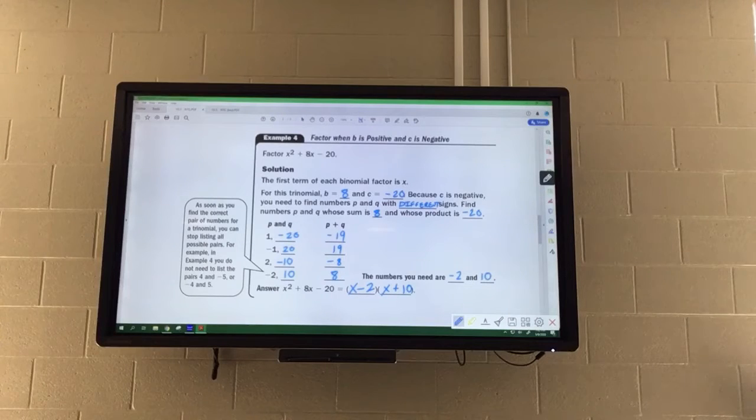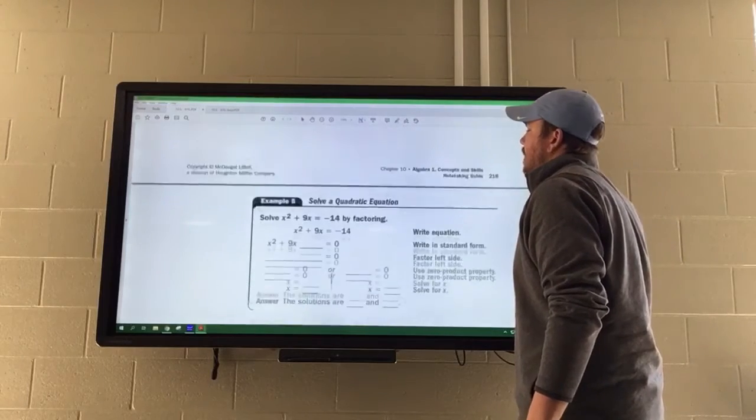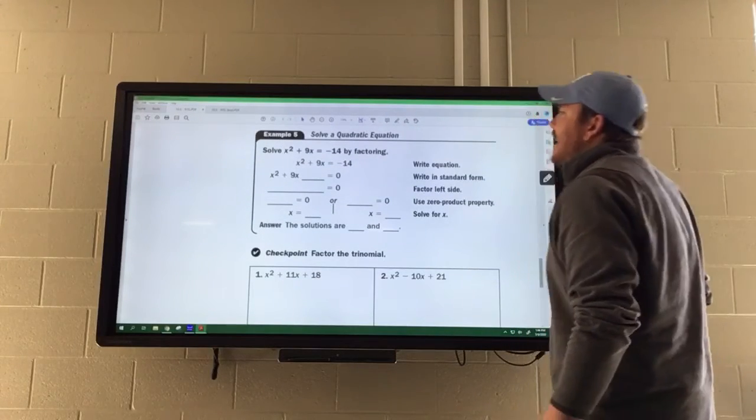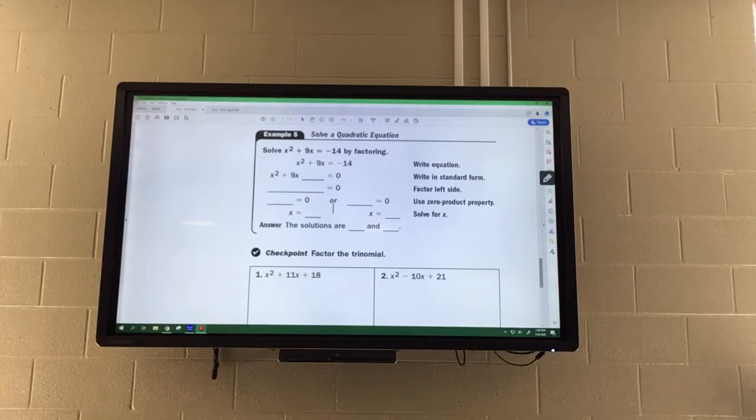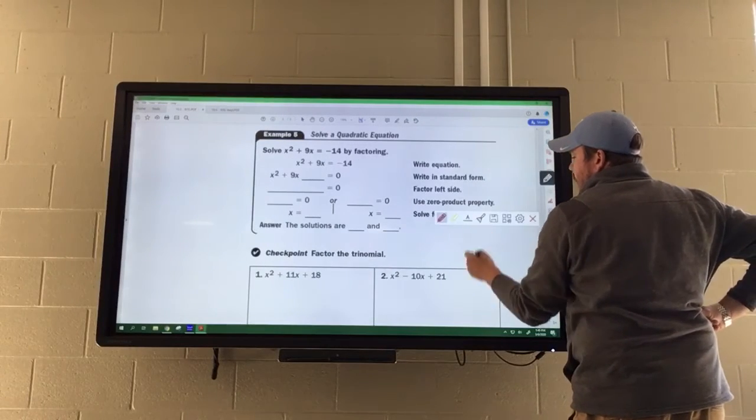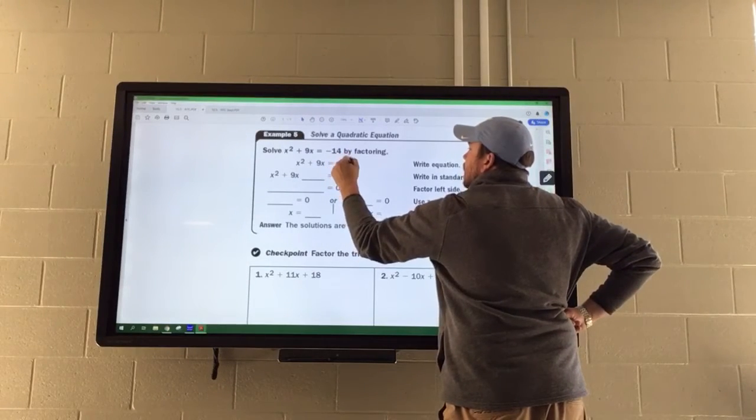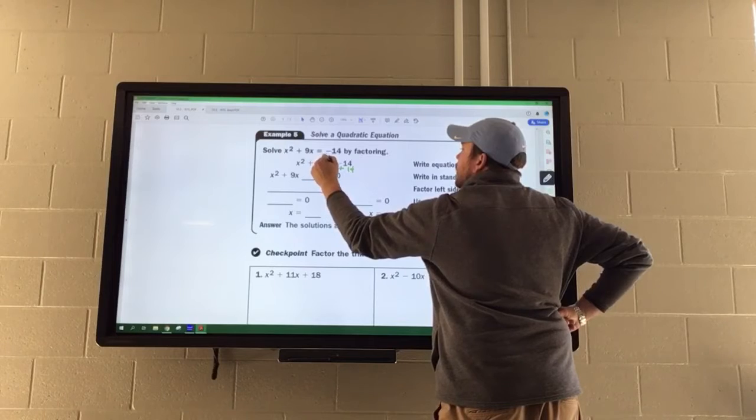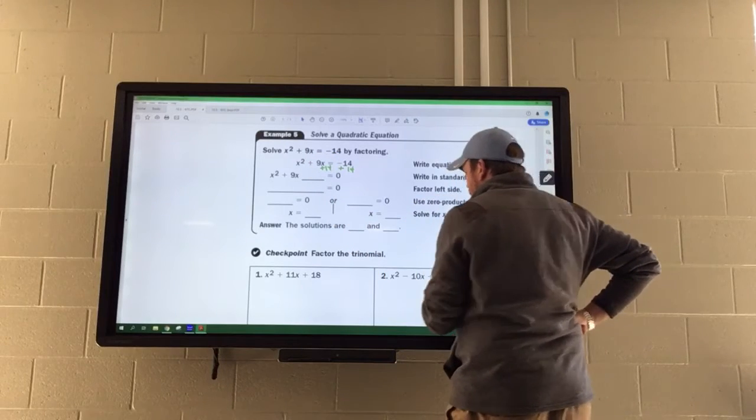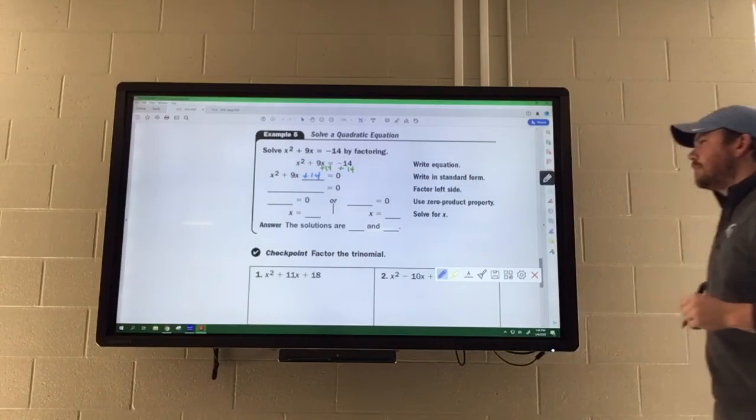Great. So now we need to solve. So let's say we have this equation. X squared plus 9x is equal to negative 14. Now, before we can solve by factoring, we always need our equation equal to 0. So here our equation, as you can see, is equal to negative 14. So to get rid of that negative 14, I'm going to add 14 to both sides, leaving me with x squared plus 9x plus 14 equals 0.